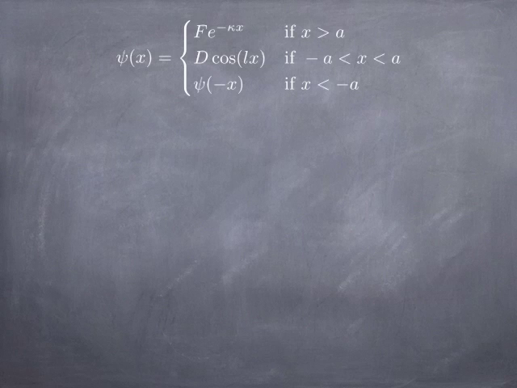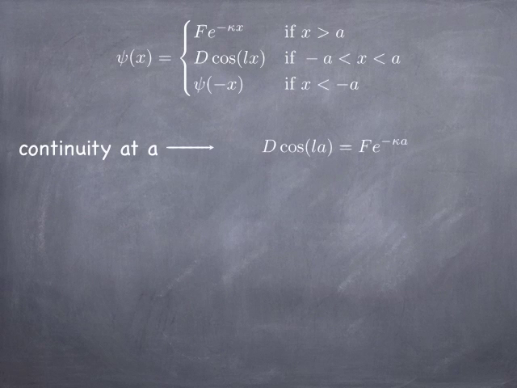Let's apply the condition of continuity of the wave function at x equals a. That means that d times the cosine of La is equal to f e to the minus kappa a. We just plugged a in for x in the middle and in the right formula, and demanded that the wave function be equal on either side, whether you evaluate it using the right-hand formula or the left-hand formula. We don't have to worry about applying the boundary condition at minus a because of the symmetry of the wave function. We get the same thing anyway.